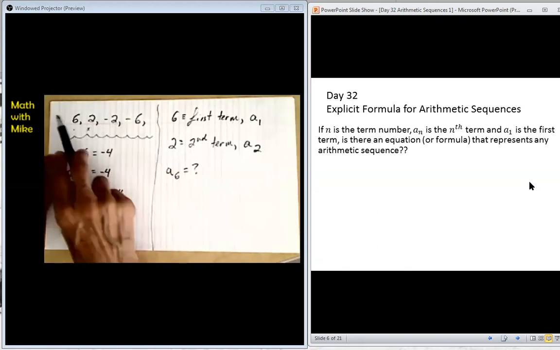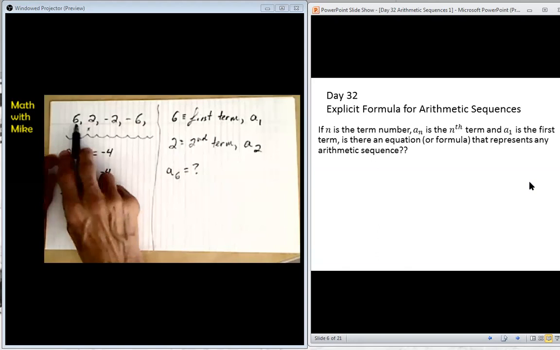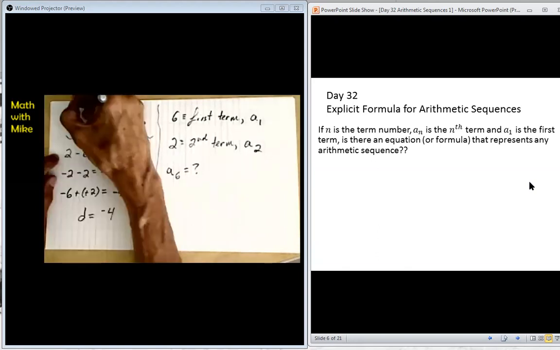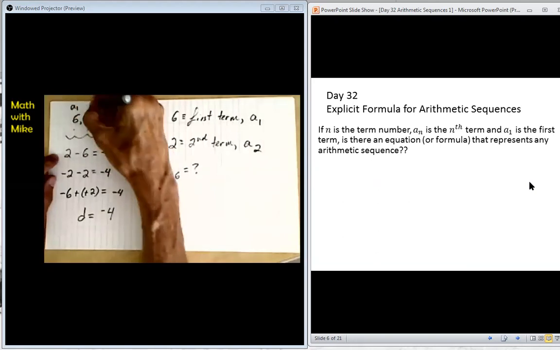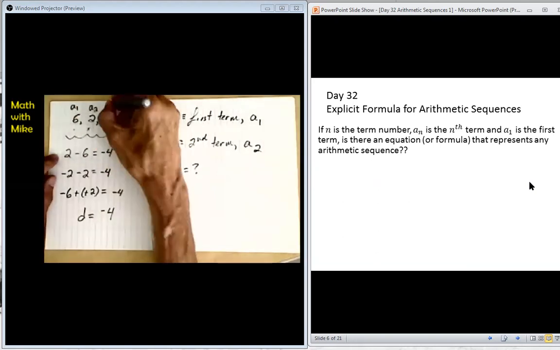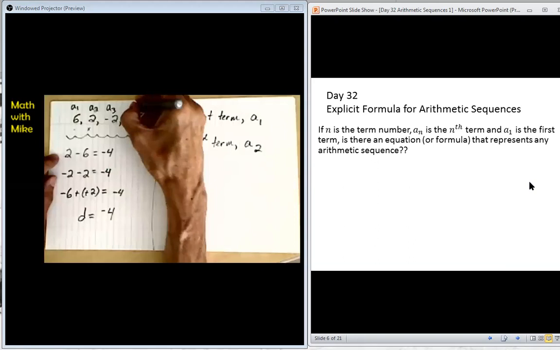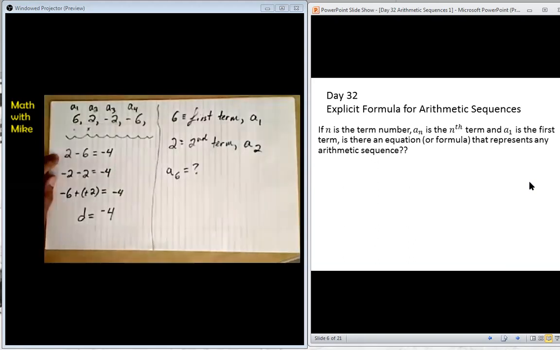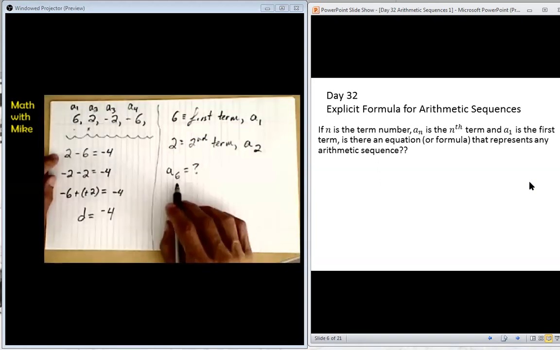So let's see. We have A1 is 6, A2 is 2. Could put that here. A1 is 6, A2 is 2. This is A3. That's A4. I just made it up. What's this question going to be? Or what's the value of it? Okay, so what's A5 first?